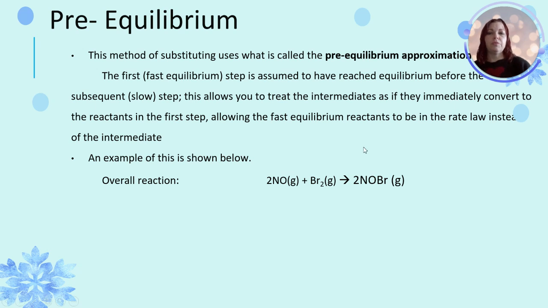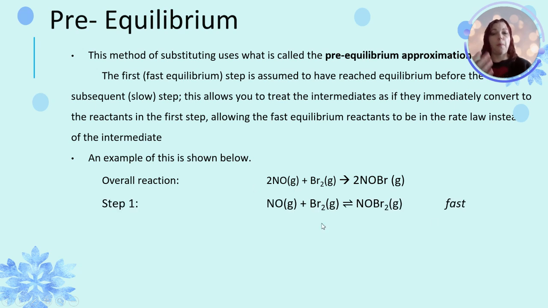So an example of this is shown below. So here's your overall reaction. We've got 2NO plus Br2 yields 2NOBr. So that's our overall reaction. And here is step 1. You can see we have that fast equilibrium. And here is step 2.